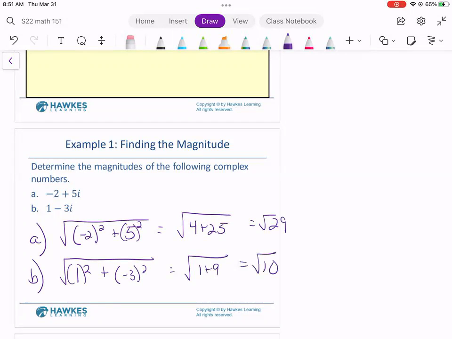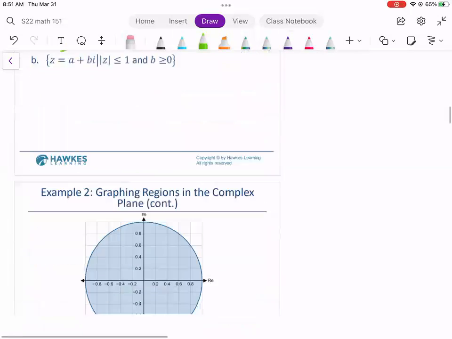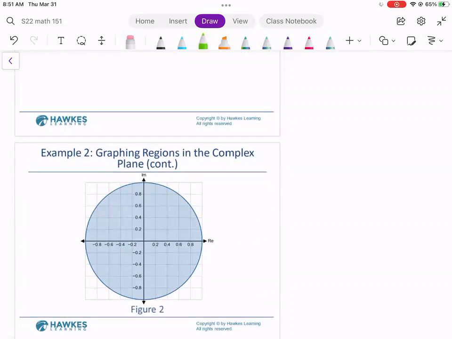We can also use the concept of z to graph regions as opposed to just graphing points in the complex plane. Remember, this notation is read the set of all z. The line indicates such that the magnitude of z is less than or equal to 1. If you graph that, notice all of our z's, so all of these points that are shaded here, the magnitude or the distance they are from the origin is less than 1.